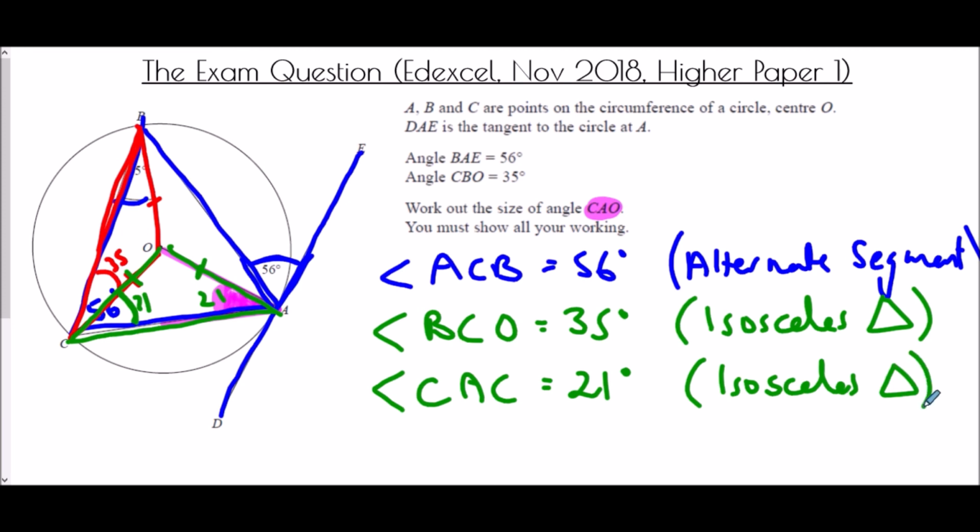We've used one of our circle theorems, the alternate segment, but then we've also just used the fact that we can add extra radius or radii to our diagram in order to form isosceles triangles. We have found the angle we were looking for.